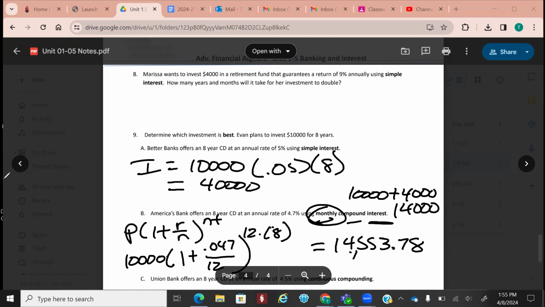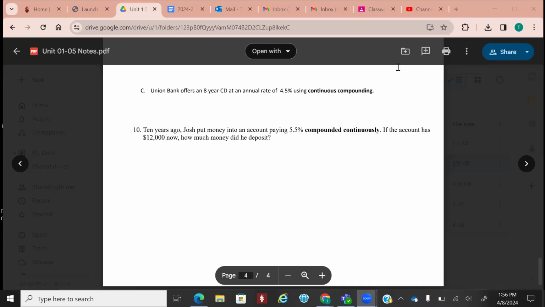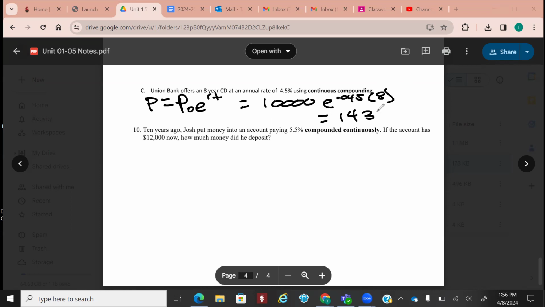Now on the last one, it says Union Bank offers 8 years at 4.5% using continuous. Okay, so continuously compounded, we're using that formula where we've got A equals P, initial P, e raised to the rt. So that's 10,000 times e raised to the 0.045 times 8 years. When we plug all that junk into our calculator, we're going to get 14,333.29. Okay, so which one? Better Bank, America's Bank, or Union Bank? Well, America's Bank, that's the second one, is the best because it gets the most money.